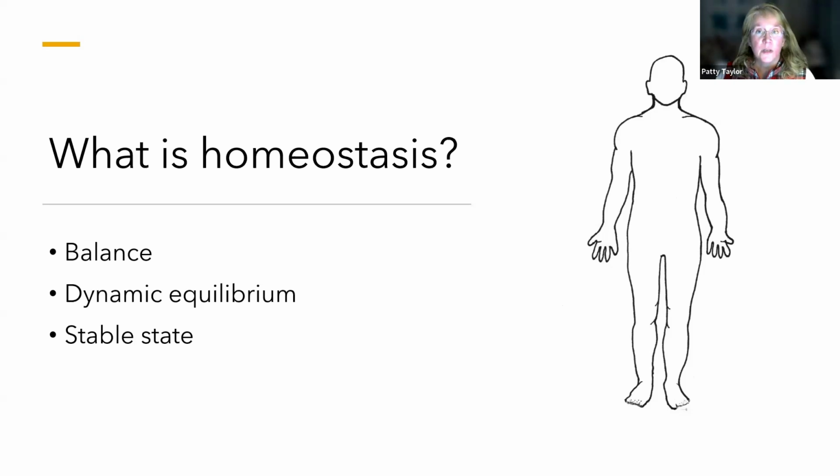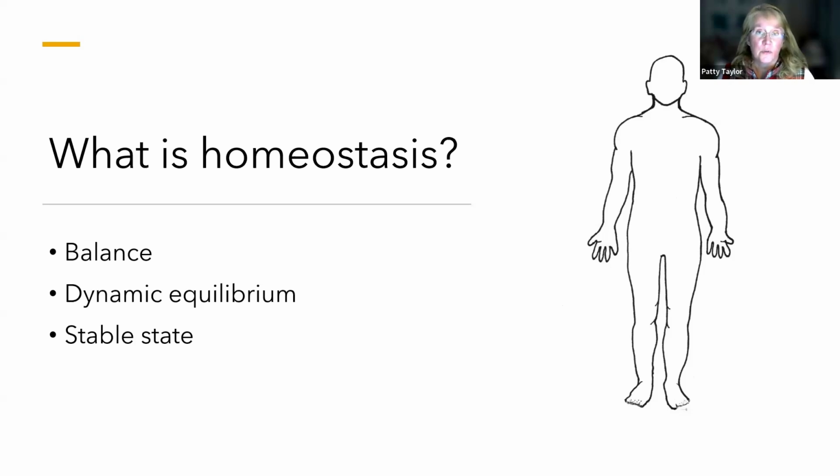Let's start by talking about the term homeostasis. It means standing still. In the human body, this means we are looking to maintain a dynamic equilibrium, a balance, or a stable state. Most of the time, we are looking to maintain the body's preset values within a narrow range. For instance, we might be looking to maintain blood pressure within a narrow range of acceptable values.